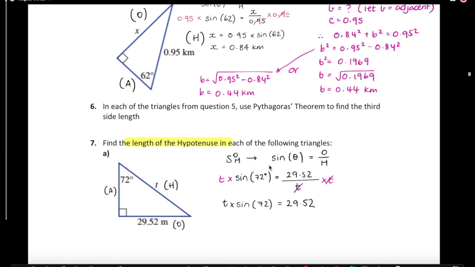Now, again, here we've got an issue. We can't actually just type this into our calculator, or at least our scientific calculator, so we need to do one more step. And that is to divide the left-hand side and divide the right-hand side by sine of 72 degrees. So doing that will simplify that to 1.